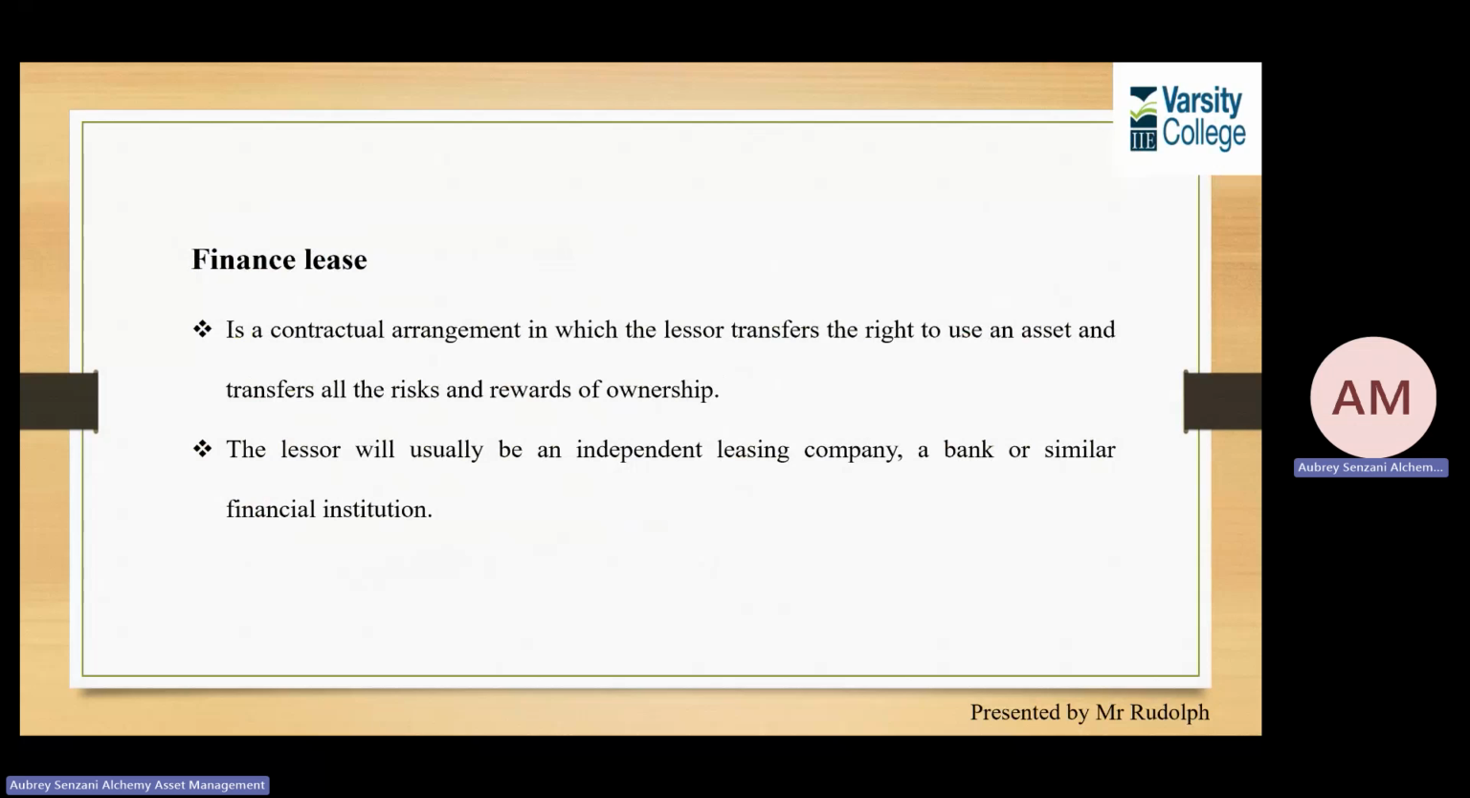Okay. Now, a financial lease. Here, the lessor transfers the right to use an asset and transfers all the risks and rewards of ownership. So in other words, what we're saying is there is now a transfer of ownership at the end of the lease. Okay. The lessor will usually be an independent leasing company, okay, a bank or a similar financial institution.